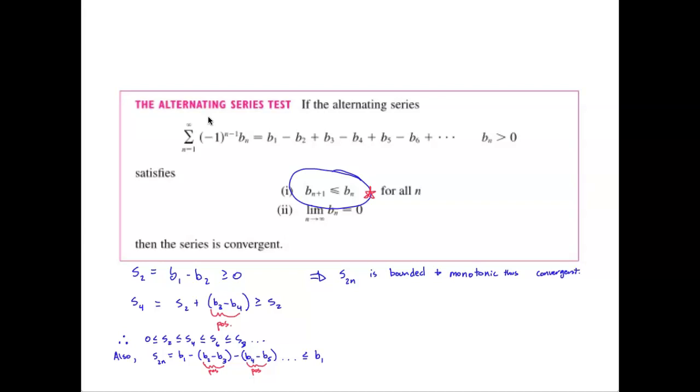What does it converge to? Who knows? Let's call it S. So let's say the limit as n approaches infinity of S2n converges to S. So now we've shown that the even partial sums converge to some number S. What about the odd partial sums? Well, I would just want to look at the limit as n approaches infinity of S sub 2n plus 1. So that would be the odd partial sums, right?